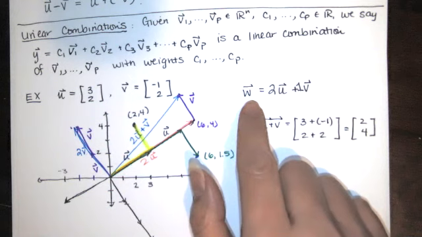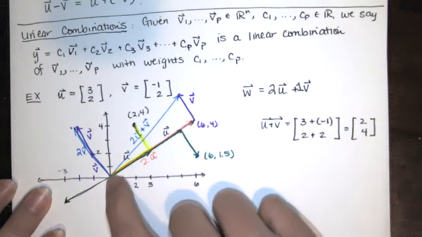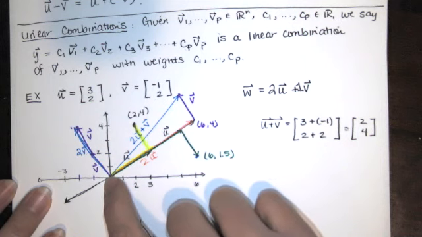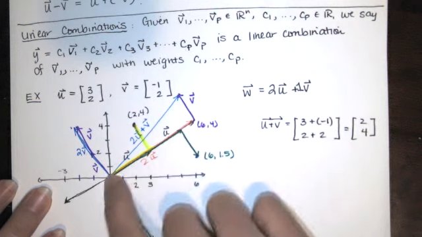The vector w, that in our case says go from the origin, and then you want to go from there on the vector 2u.